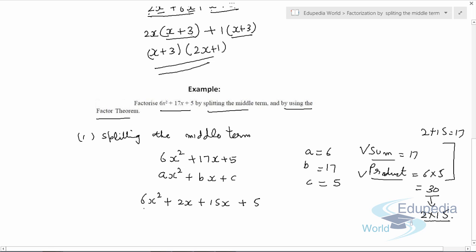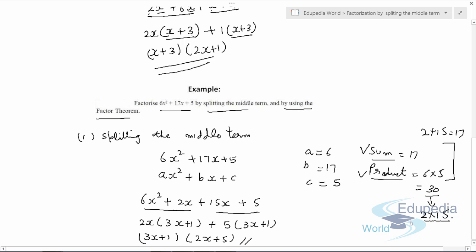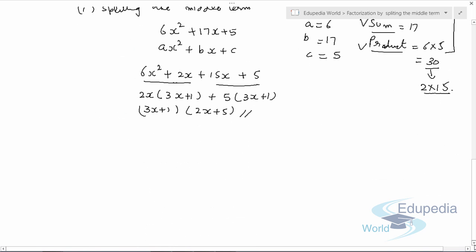Again we have to make pairs, and then we take common out. We take 2x common out, which gives 3x plus 1. Then we take 5 common out, which gives 3x plus 1. Then in the whole equation we have 3x plus 1 as common, so we take it out and we get 3x plus 1 into 2x plus 5, which is the factorization of the polynomial by using splitting the middle term. Now in the next scenario we'll discuss how to use the factor theorem.